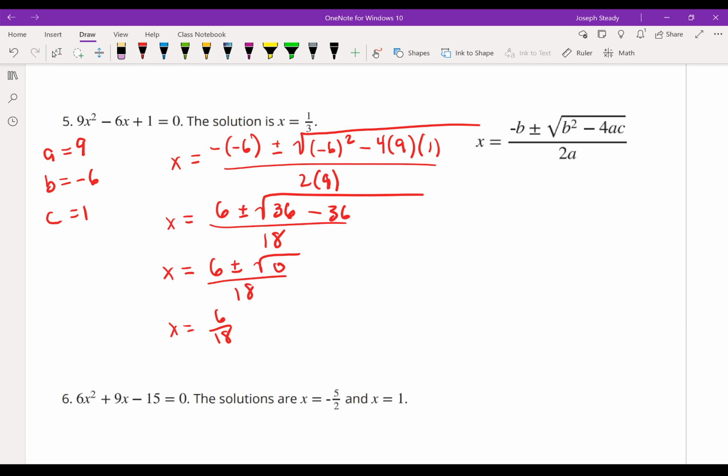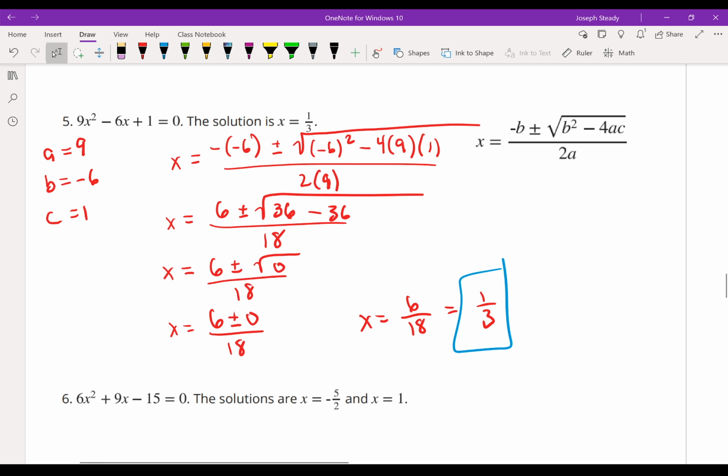Sorry, let me back up one step. I kind of skipped ahead there. X equals 6 plus or minus 0 over 18. Well, adding 0 to 6 and subtracting 0 from 6 gives the same answer both times. You just get that x equals 6 over 18, which we can simplify. That's 1/3. So our answer here is x equals 1/3. We only ended up with one answer on this one. That's okay. We know that some quadratic equations only have one solution.